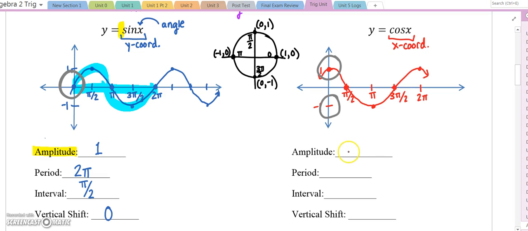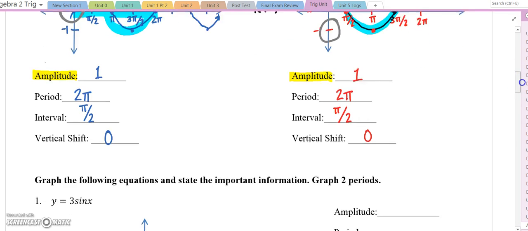So again, let's just review this information. Amplitude, once again, is the distance from the middle to the top, so that would be 1. And once again, it comes from this number up here. Period is again going to be 2 pi, because that's one full cycle. The interval is also pi over 2, because that's what I'm going up by in the x's. And my vertical shift is 0, because that's where my midline is. So again, these are the general graphs. Now let's take a look at some that are transformed.